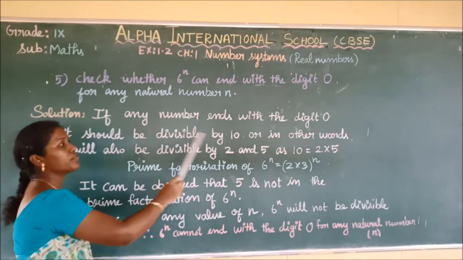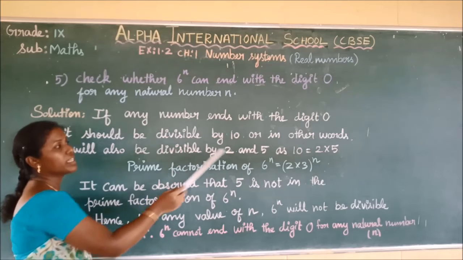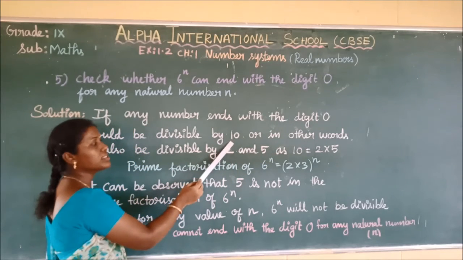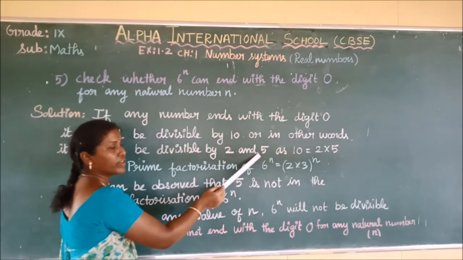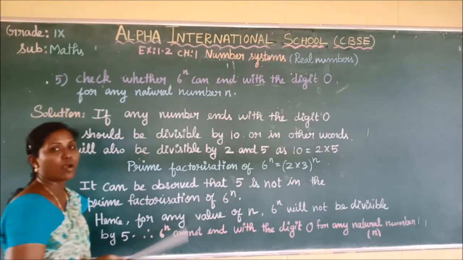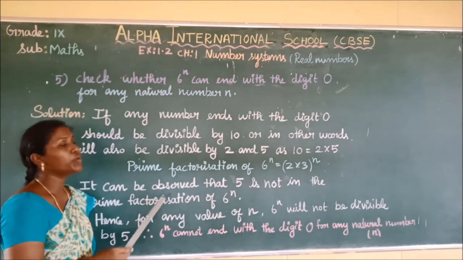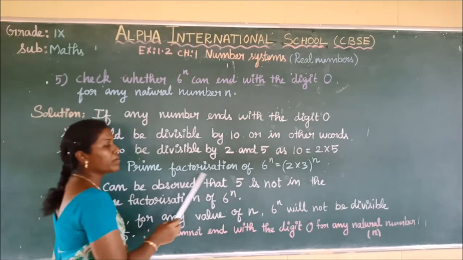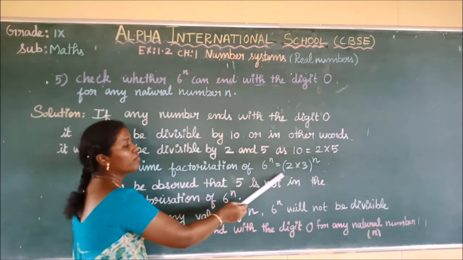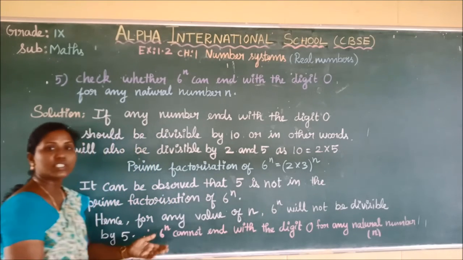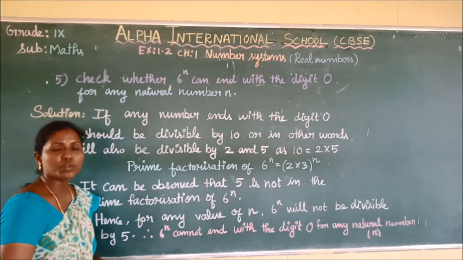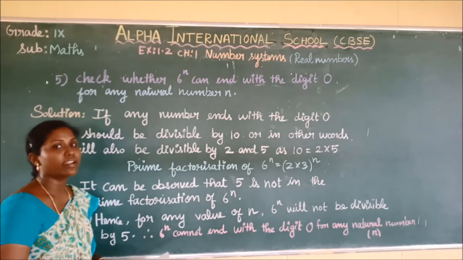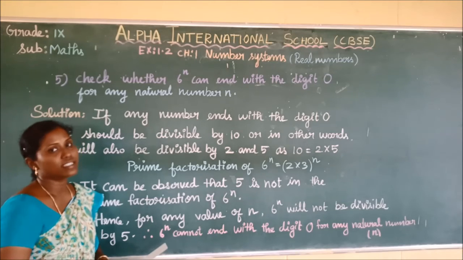For that only we wrote the first condition here. Any number that ends with the digit 0 should be divisible by 10. In other words, it should be divisible by 2 and 5. That means the number should have 2 and 5 in its prime factorization. But if you find the prime factorization for 6 power n, we are having only 2 and 3, 5 is not there. So what is the conclusion we can write here? The number 6 power n does not end with the digit 0.